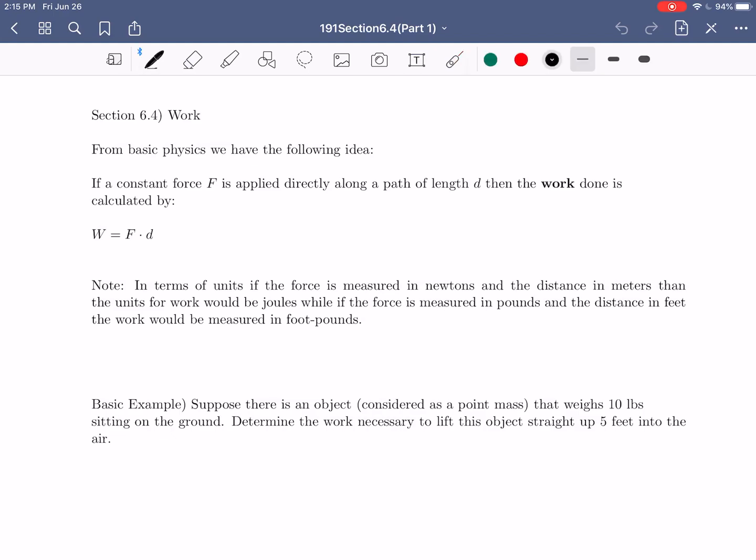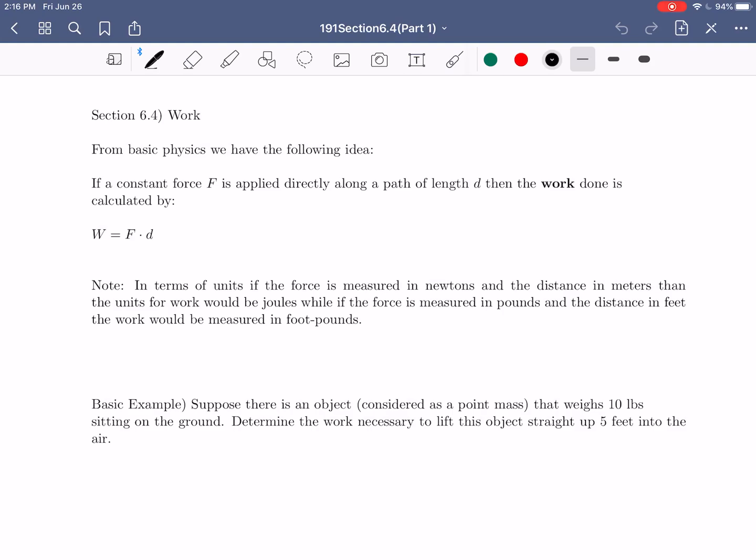Now, because some of you probably have more familiarity with work than other people, some of you might need to take more physics classes after this one. Our investigation into work is going to be very surface level here. Really, this is a concept that, while it is a nice application of integration, should be covered in a physics class, not necessarily completely in a math class.